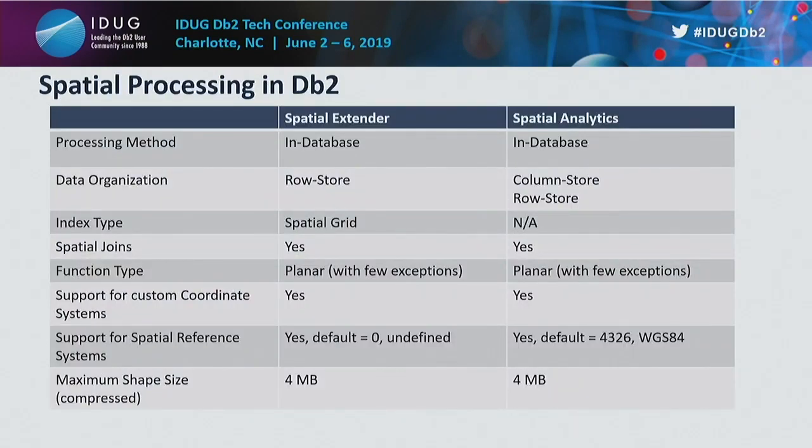So this next page shows a comparison between the existing spatial extender support and the new spatial analytics. And as you can see, they're very similar, except now the spatial analytics works for both column and row organized tables. And there's a difference in the spatial reference system. There's an explicit one now that's provided with the spatial analytics feature.